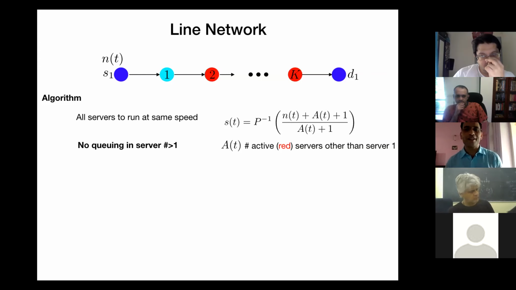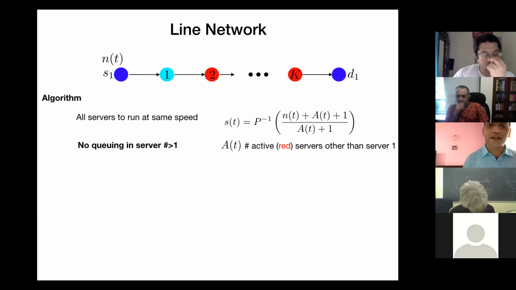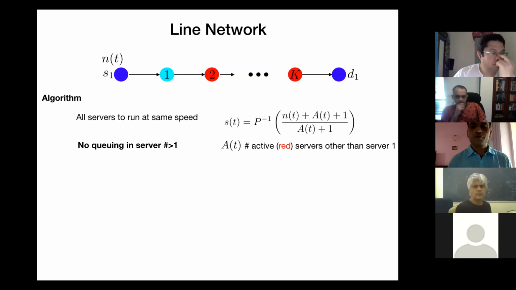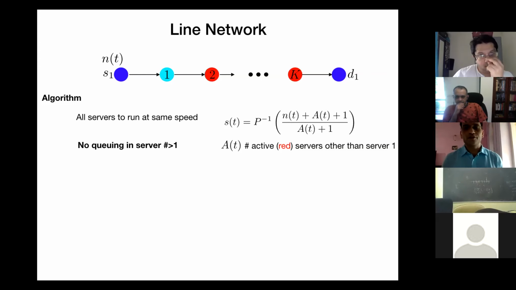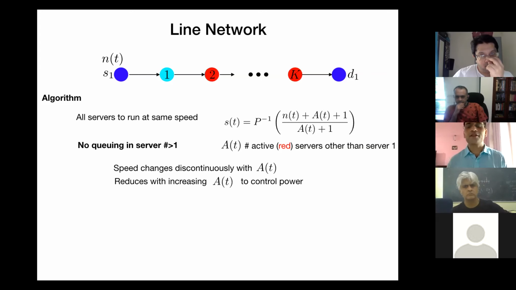What we are doing is very similar to the Bansal type speed scaling. N of T plus A of T is the total number of packets in the system. The denominator is scaling it down by A of T, because now there are A of T servers working simultaneously, and we want to control the total power spent in the system. So this is essentially normalizing the total power in the system. If there was a single server, A of T would essentially be 0. So this is slightly more complicated than the single server problem.